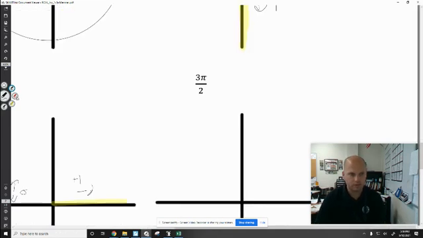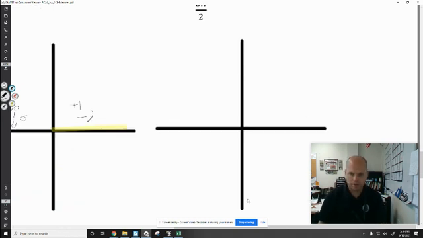What's negative pi over 2? Negative 3 pi over 2. Change that. Boom. Negative 3 pi over 2. Well, negative pi minus a pi over 2 ends up at 90. Up 1, not going to the left or the right at all.